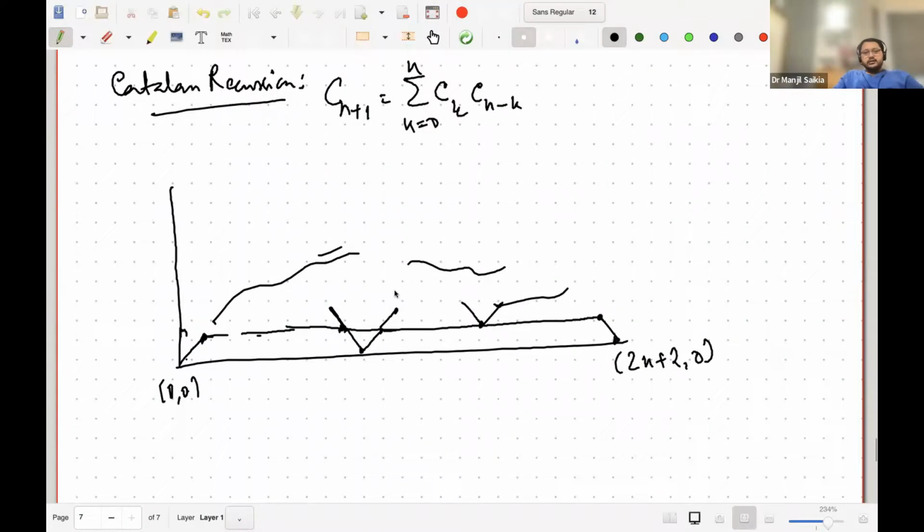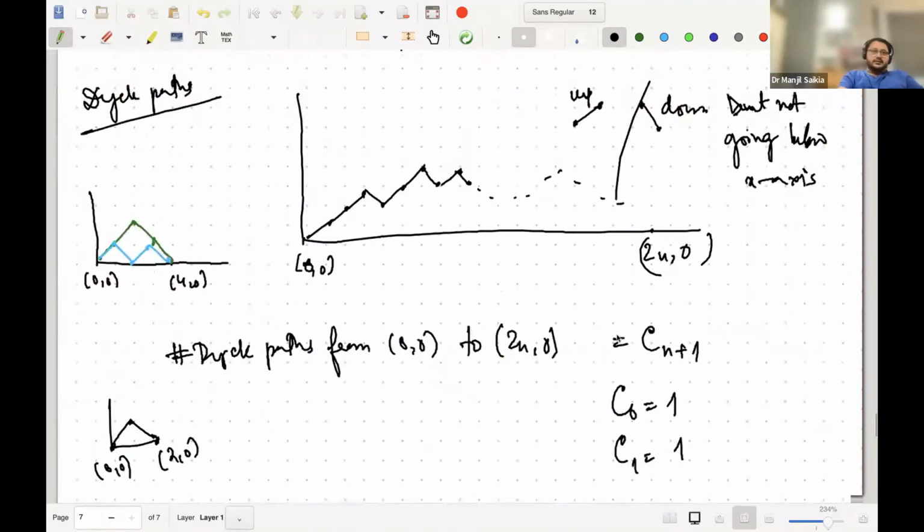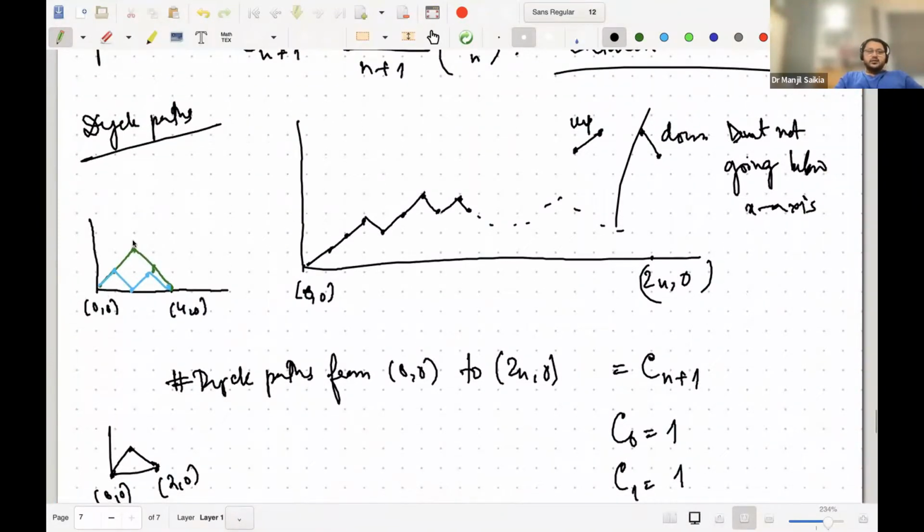So there will always be one position where this Dyck path touches the x-axis for the first time. Okay, since it starts from (0, 0), there will come this particular point where the Dyck path will touch the x-axis for the first time. So it can happen here, it can happen here, or it can also happen here, which is happening in this Dyck path, for example, the green path, where it's going up and then going down. It is not touching the x-axis anywhere except the last position.